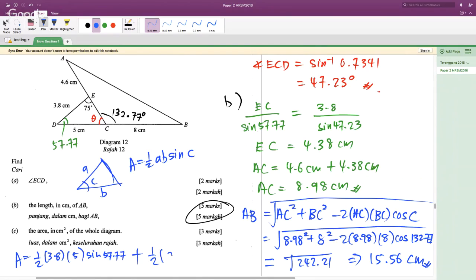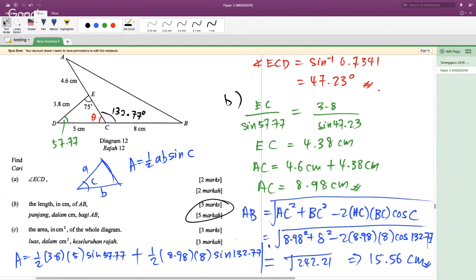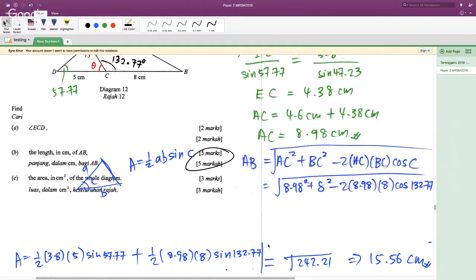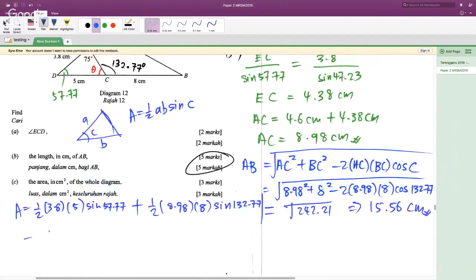Plus the big triangle, I will do the same thing, half two sides. One of the sides is 8.98, the other side will be 8 multiplied sine 132.77. Okay, then just press the calculator. You should be able to get the answer correctly. Since I'm already here, I'm going to write on the bottom here.